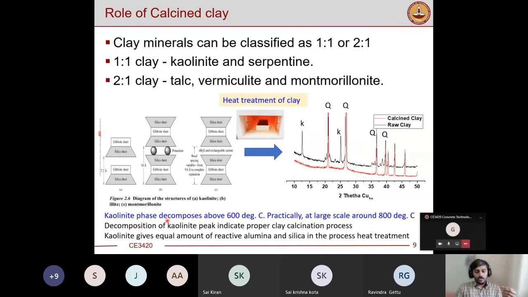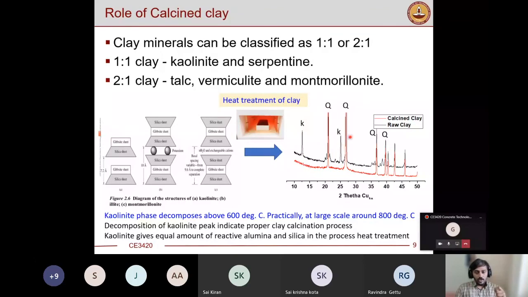So the kaolinite phases decompose at around 600 degrees Celsius theoretically, but when you do it at large scale, typically you need to calcine it at 800 degrees Celsius to make sure the clay is decomposing uniformly, right? Decomposition of the kaolinite peak indicates that the clay has been calcined properly. You don't want to have an uncalcined clay, because clay, as we all know, sometimes some other forms of clay impurities can absorb water in it. So you don't want these crystalline phases present in your cement system. So you need to remove these crystalline phases and make it amorphous, right?